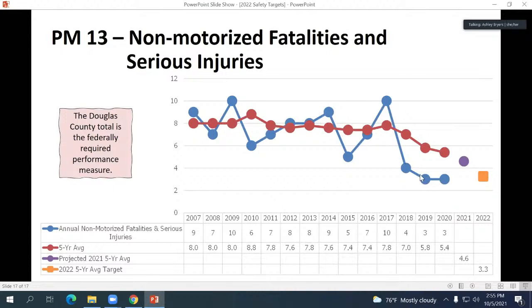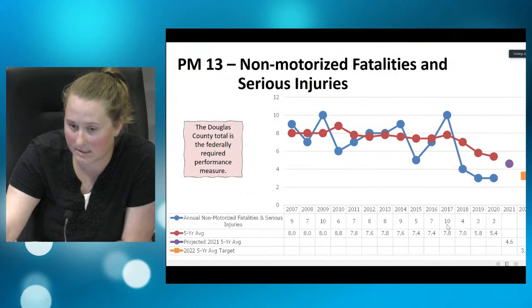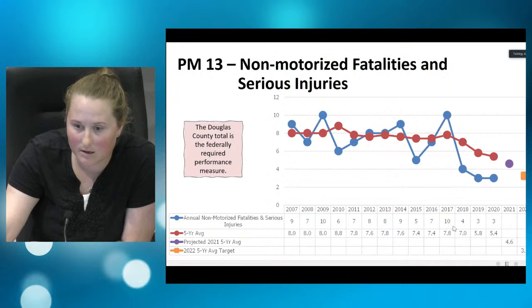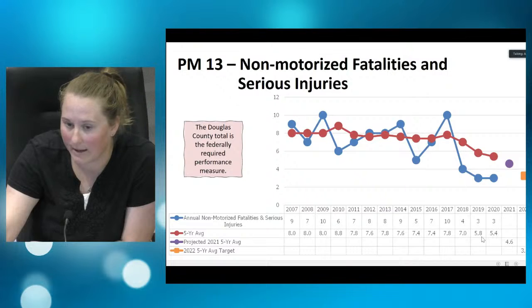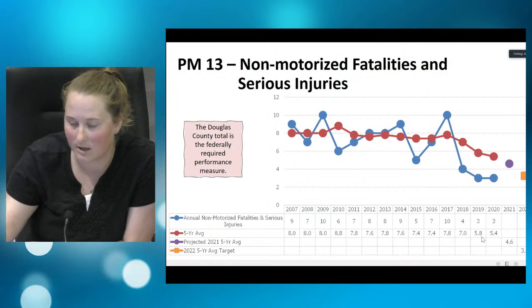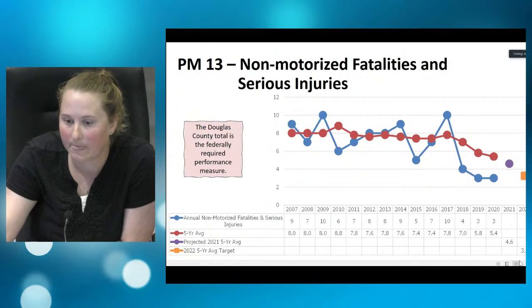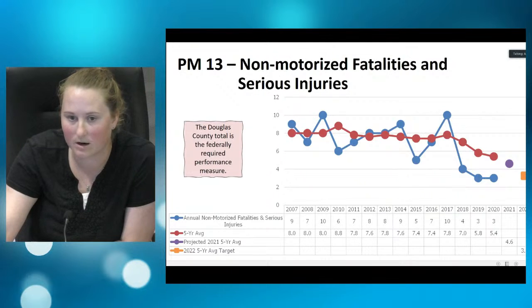Lastly, we have non-motorized fatalities and serious injuries, and our numbers have gone down, which is great, since 2017 when we had the high of 10. So our 5-year rolling averages have gotten better as that number has fallen off of the average. So 4.6 for 2021, and then the average of 3.3 for 2022 is our target currently.